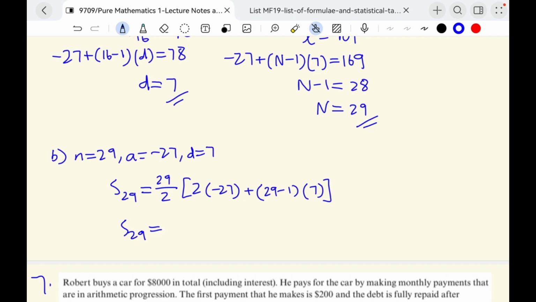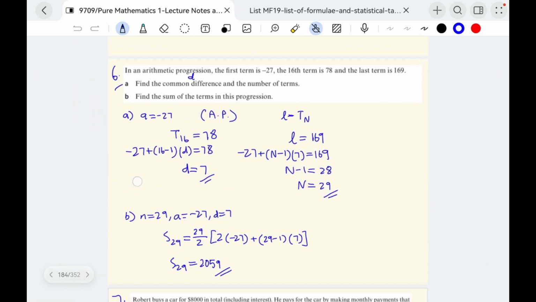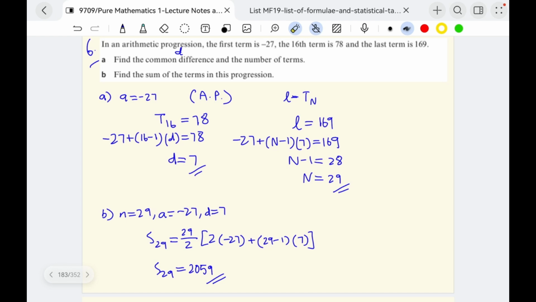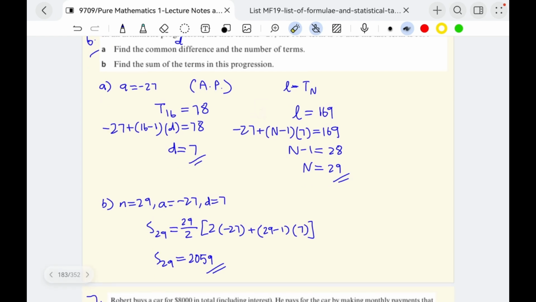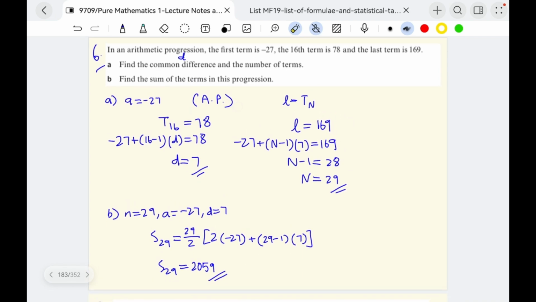And finally, key in all the values in your calculators. So you get 2059 as your final answer. Okay, so this is how you apply the formulas that lead to the correct answers for question 1, as well as part B, finding the sum of the terms. You should know how to utilize the formulas properly. So yeah, that's the end of this question. Now let's proceed to the next question.